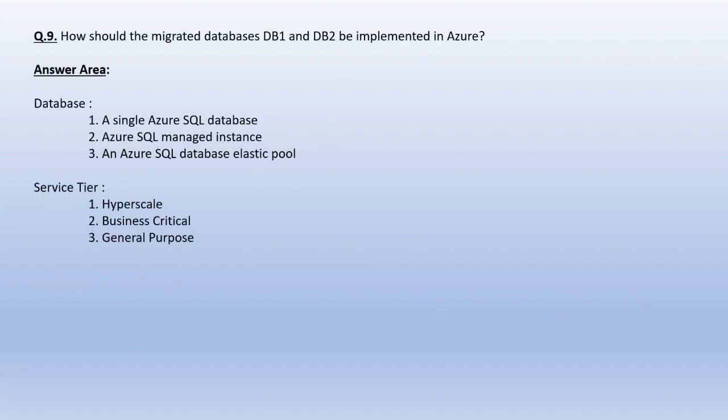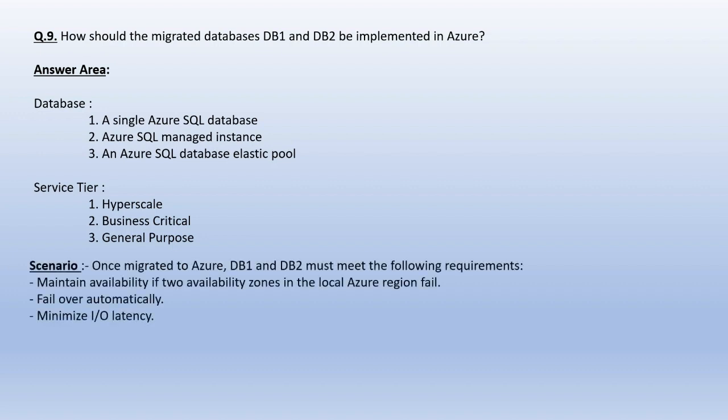Question number 9. How should the migrated databases DB1 and DB2 be implemented in Azure? Answer area: database. First option, a single Azure SQL database. Second option, Azure SQL managed instance. Third option, an Azure SQL database elastic pool. And second question, service tier. First option, hyperscale. Second, business critical. Third, general purpose.